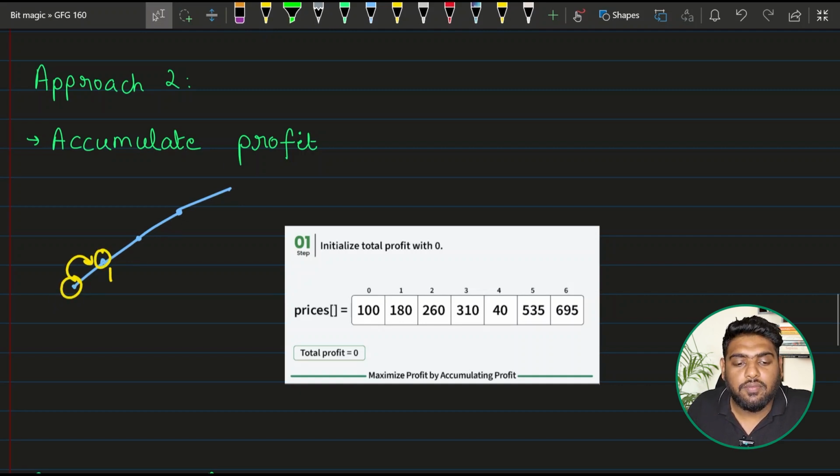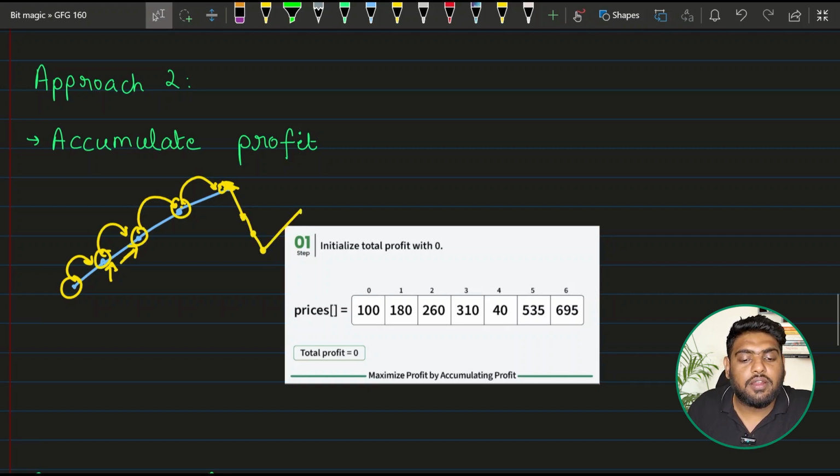You sell at that point. Then you again buy at that point. If you see that the next value is increasing, then you again book your profit. You sell here, you buy here, and you again sell here. You buy here, you again sell here. The moment you encounter a dip here, you stop, because you are not making any profit. Till the dip, you would not do anything. But the moment the values start increasing, you can again start booking your profit.